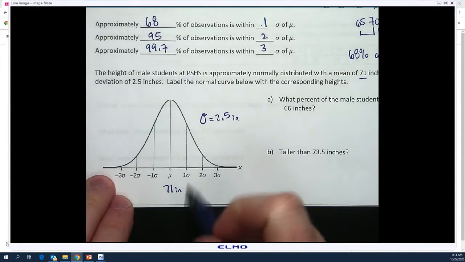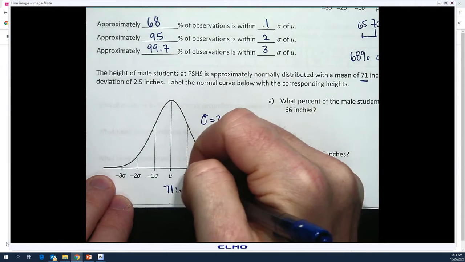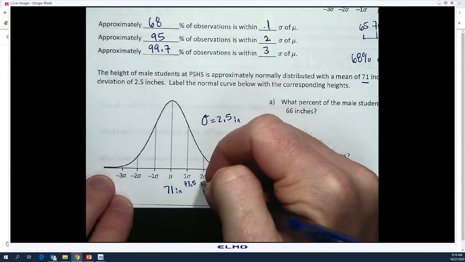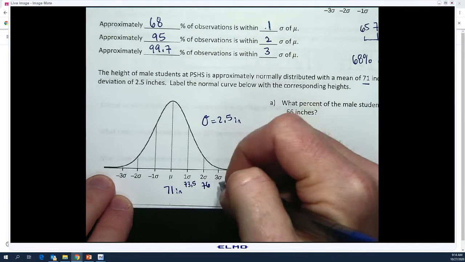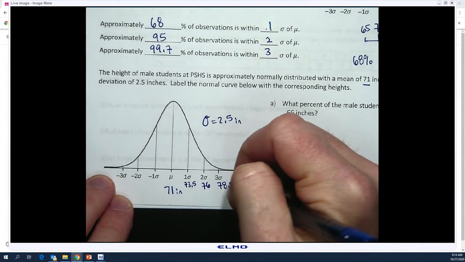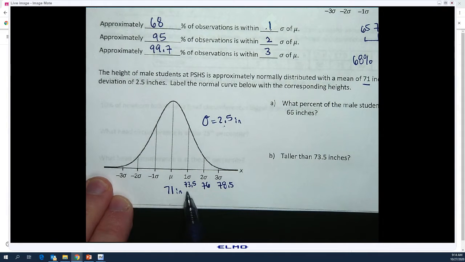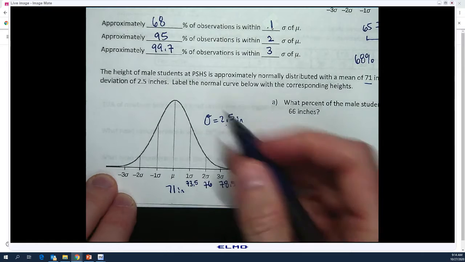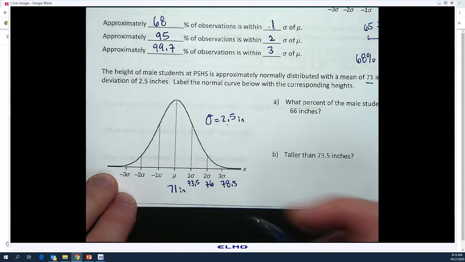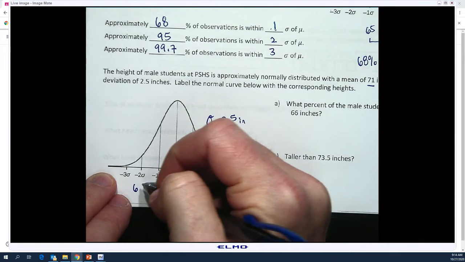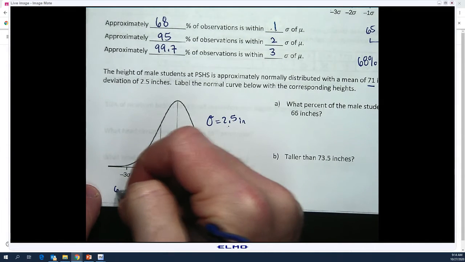So one deviation to the right is going to be 73.5. Two standard deviations away, so we're going to add another standard deviation, is going to be 76 inches, and then 78.5. I'm literally just adding sigma, our standard deviation, each time I go one more to the right. So this is plus one standard deviation, plus another, and then plus a third. We can also take away 2.5 inches from 71, and that'll give us 69.5, and then that'll give us 67, I think, and then 65.5.